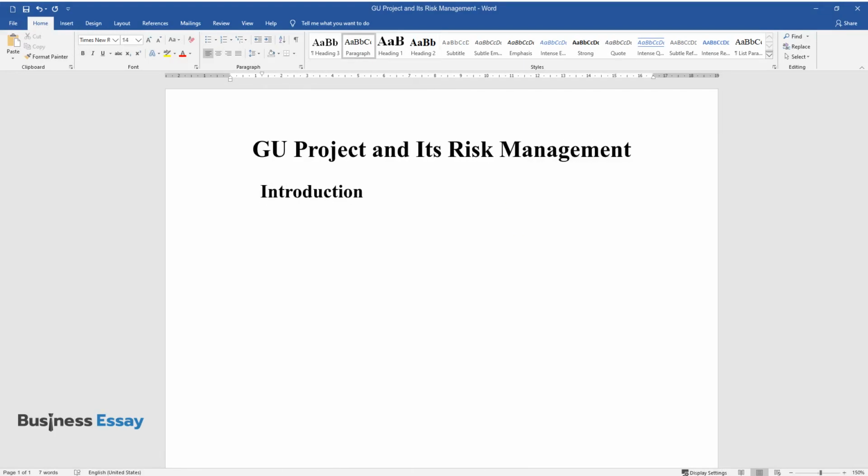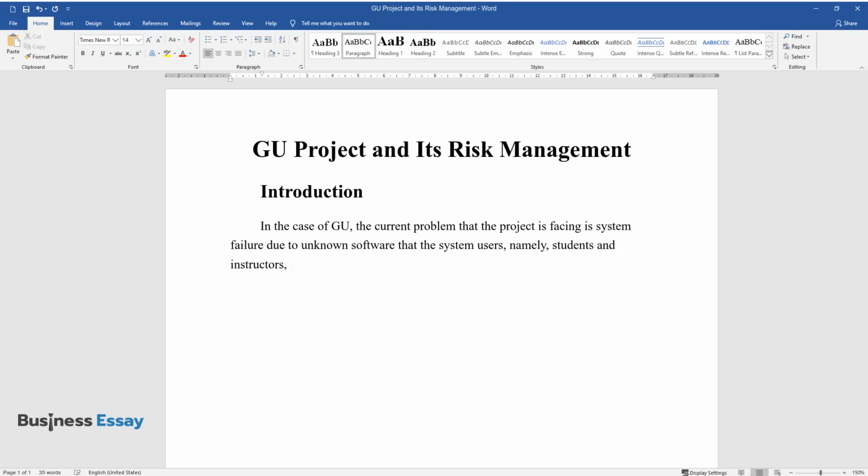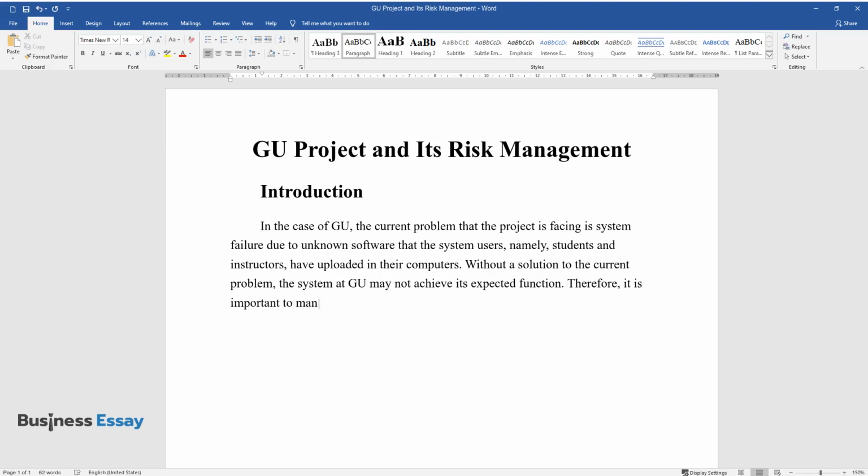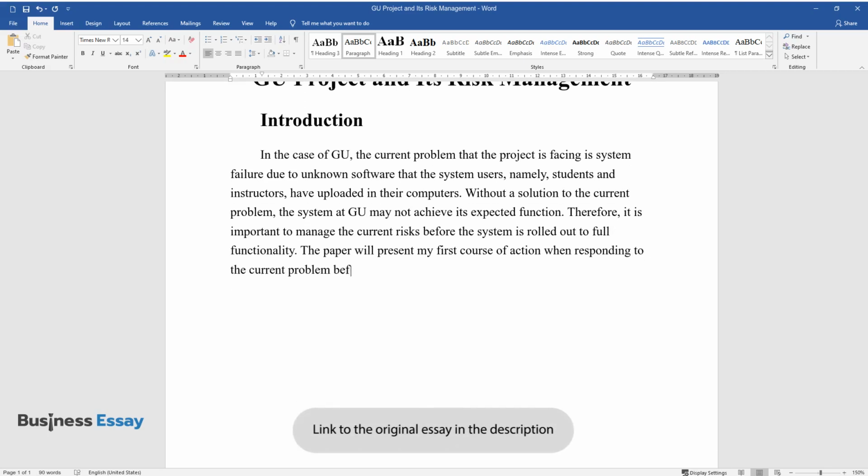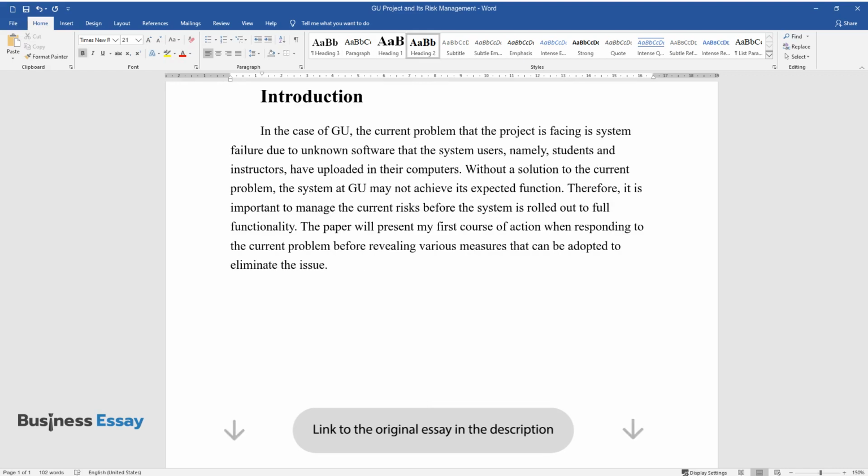Introduction. In the case of GU, the current problem that the project is facing is system failure due to unknown software that the system users, namely, students and instructors, have uploaded in their computers. Without a solution to the current problem, the system at GU may not achieve its expected function. Therefore, it is important to manage the current risks before the system is rolled out to full functionality. The paper will present my first course of action when responding to the current problem before revealing various measures that can be adopted to eliminate the issue.